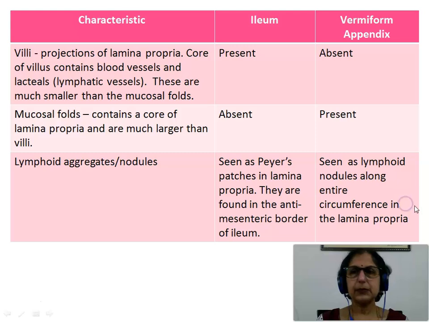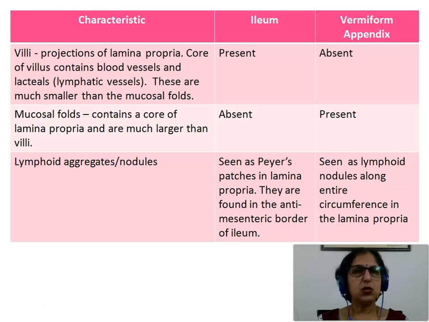Next we see the difference between histology of ileum and histology of vermiform appendix. Since both these slides have lymphoid aggregations in the lamina propria, how do we differentiate between the two? Now, when we talk of villi, these are projections of lamina propria. The core of the villus contains blood vessels and lacteals, that is lymphatic vessels, and these are much smaller as compared to the mucosal folds.